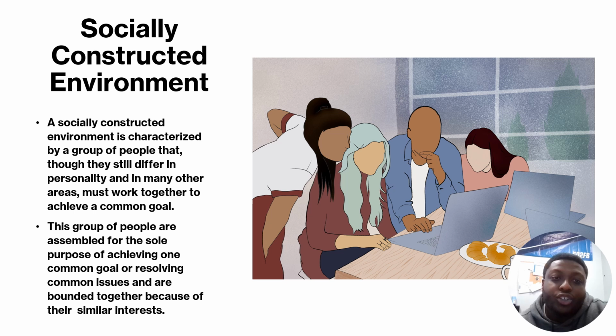So next we have a socially constructed environment. This differs a lot from a human aggregate. A socially constructed environment is characterized by a group of people that, though they still differ in personality and in many other areas, must work together to achieve a common goal. This group of people are assembled for the sole purpose of achieving one common goal or resolving common issues and are bound together because of their simple interests. It's just a lot of different people coming from different areas and backgrounds, similar to a human aggregate, but they're placed in this environment and forced to solve problems together. They have to face their differences in order to come up with solutions.